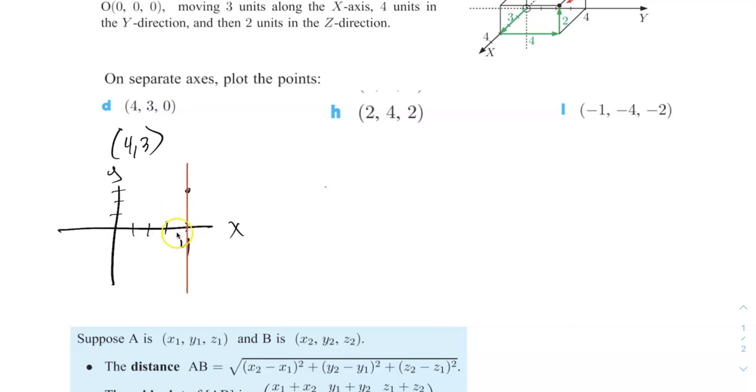So on your X, when you get to 4, you draw a line parallel to your Y axis at 4. And then when you go to 3 on your Y, you do the same thing. You go to 3 on your Y, you draw a line parallel to your X axis through 3. And then where those lines meet, that's your graph of (4, 3).